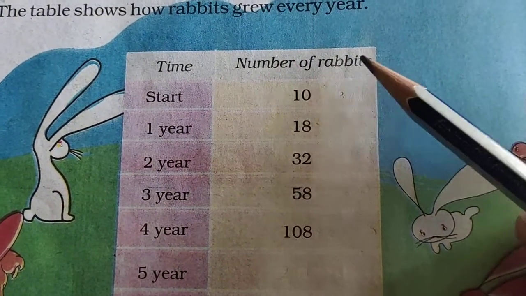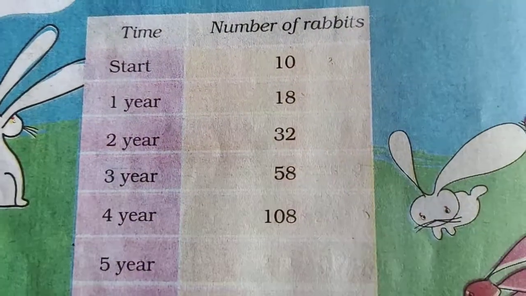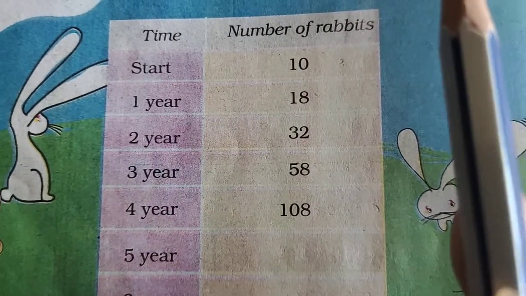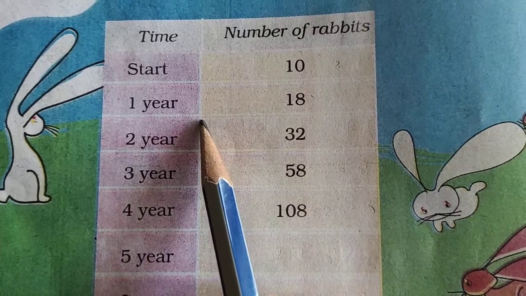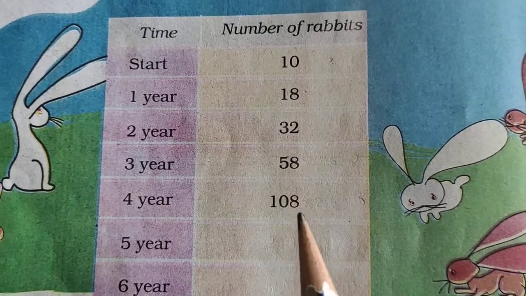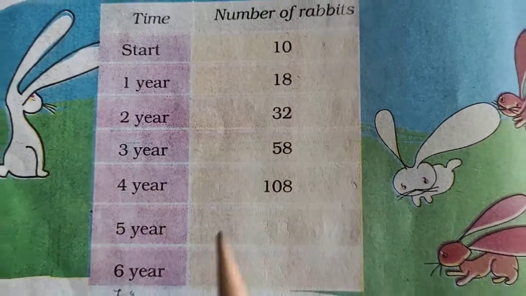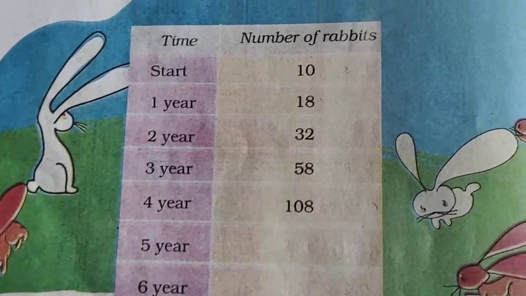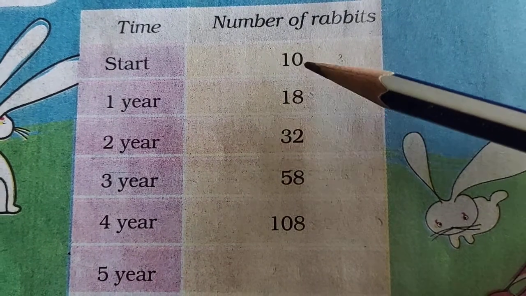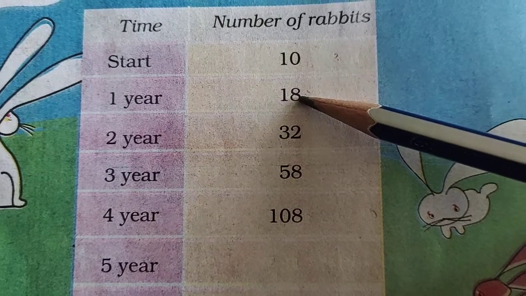At the starting time, the number of rabbits was 10. They started with 10 rabbits. In 1 year, the rabbits became 18. In the second year, the rabbits were 32. So it is increasing. Students, can you see 10 and 18? When we first started with 10, in the first year it was 18.